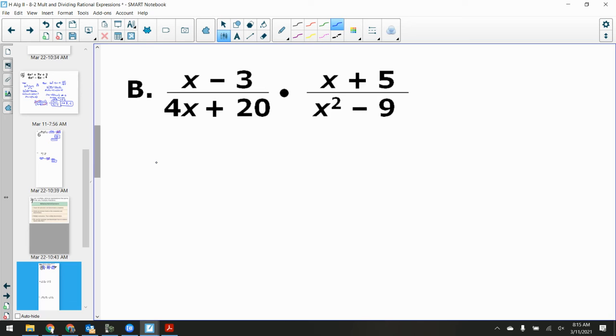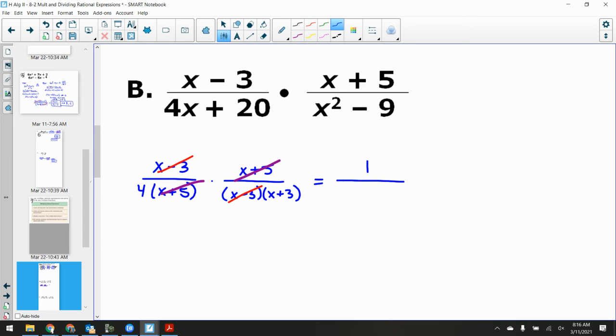So, factor the numerator on the left. Done. Factor the denominator on the left. Pull out the 4. Factor the numerator on the right. Done. Factor the denominator on the right. That's the difference of squares. And now we cross simplify. My x minus 3's will cancel. My x plus 5's will cancel. Leaving me with, well, there's nothing remaining on top, so it's a 1, 4, and an x plus 3.